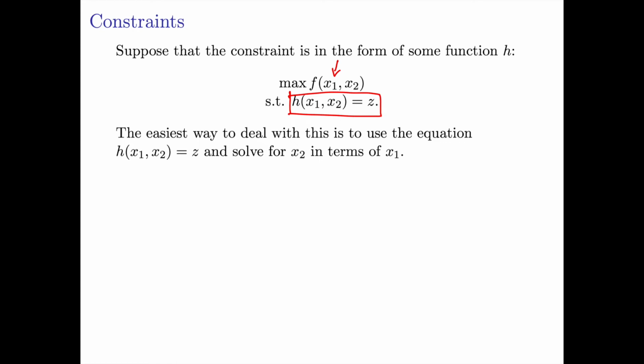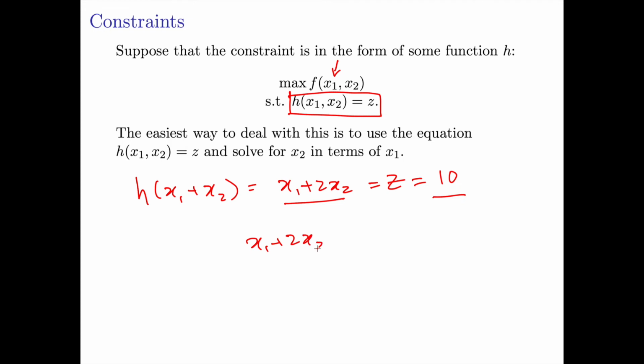Again, going back to our example, h of x1 and x2 is x1 plus 2x2, and we want that to equal z, which is 10. So we've got this equation, x1 plus 2x2 equals 10. So what we can do is we can solve for x1 in terms of x2. So subtract 2x2 from either side, x1 plus 2x2 minus 2x2 equals 10 minus 2x2. These plus and minus 2x2's cancel, so we get x1 equals 10 minus 2x2.